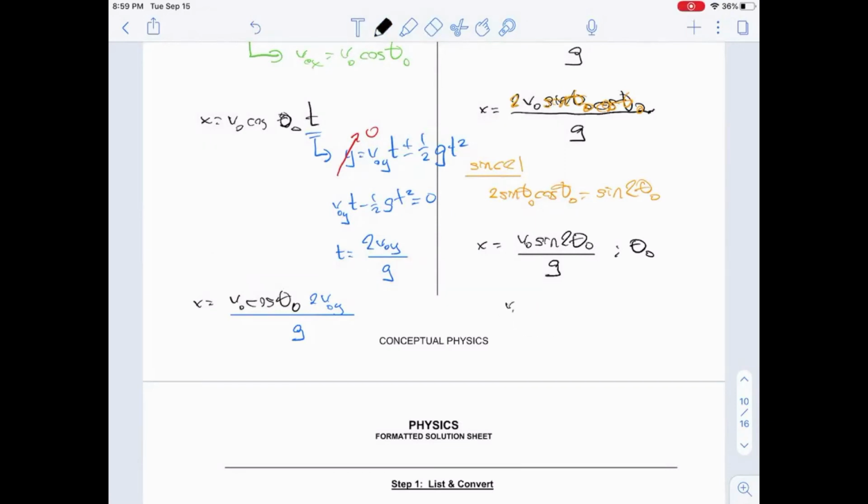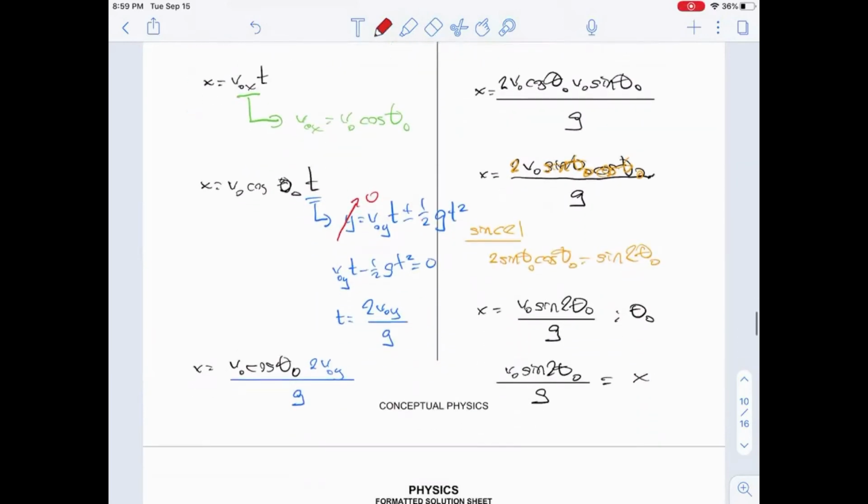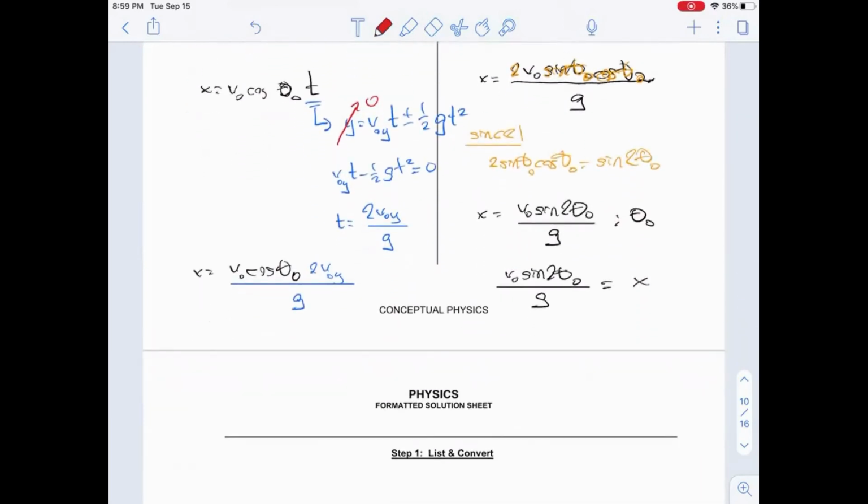All right, so we're almost done. Get rid of V0. Okay, I don't want to get rid of V0. What the hell is happening? What are we looking for? We're looking for the initial speed. Okay, so get rid of the angle, double the angle, and then get rid of G, and then we're done.